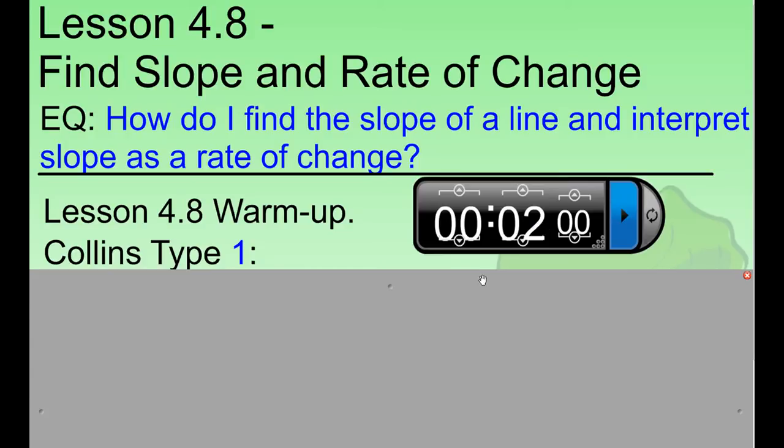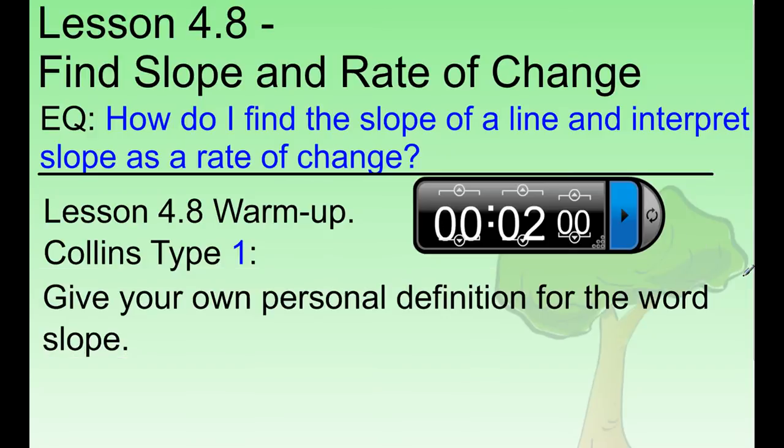For a warm-up, it is a type 1 and 2 minutes on the clock. It says, give your own personal definition for the word slope. So if you know a good mathematical definition, you can put that. If you don't know a mathematical definition, if you hear the word slope in a sentence, what do you think of? Put down your own definition. Simple as that. Pause the video, take 2 minutes and do it. When you're ready, move on to the vocabulary. Hit play, and we'll move on together.